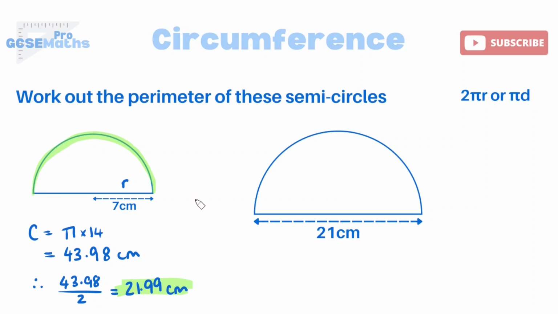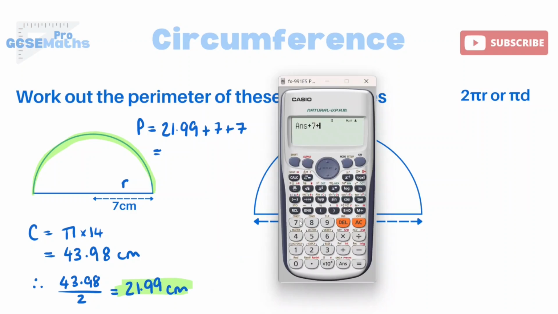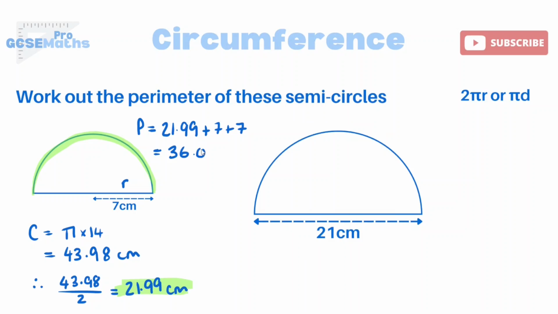So my total perimeter, I'm going to put up here, is the 21.99 plus the diameter, so 7 plus 7, or if you want to just write it as 14 directly as the diameter, that's fine. So we're going to add those. My answer plus 7 plus another 7 gives me 35.99. Now this is the final answer, so I'm going to round it. If I round it to 1 decimal place, that would actually become 36, wouldn't it? So I've got 36.0 to 1 decimal place.